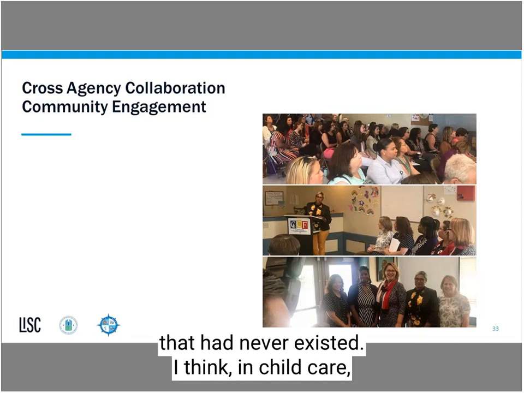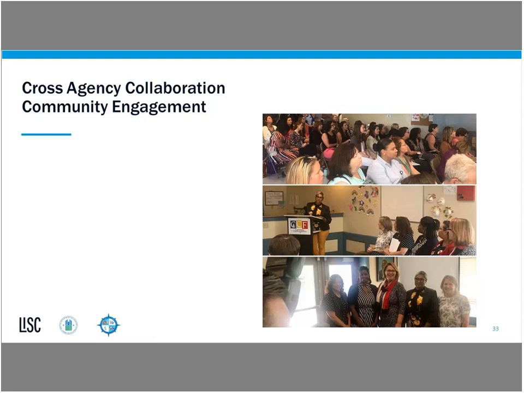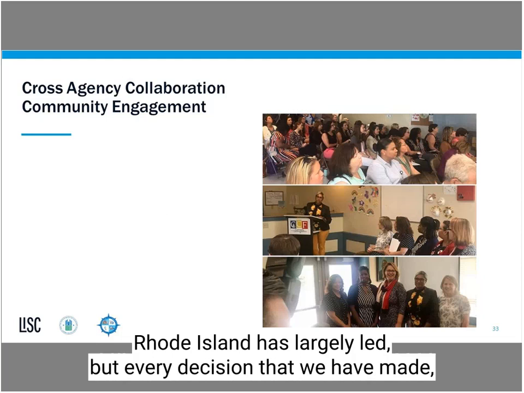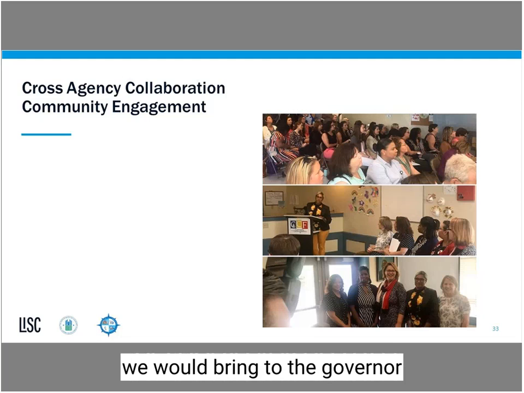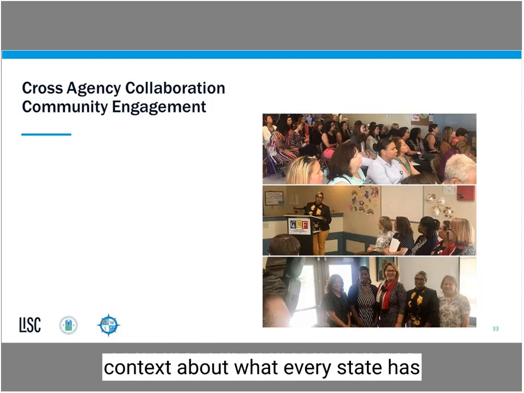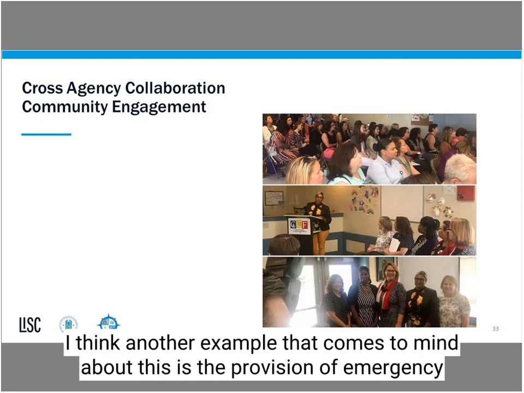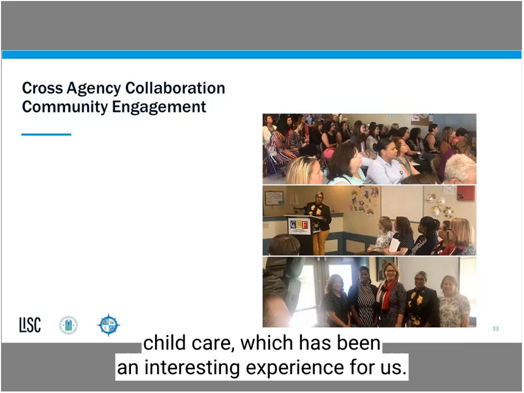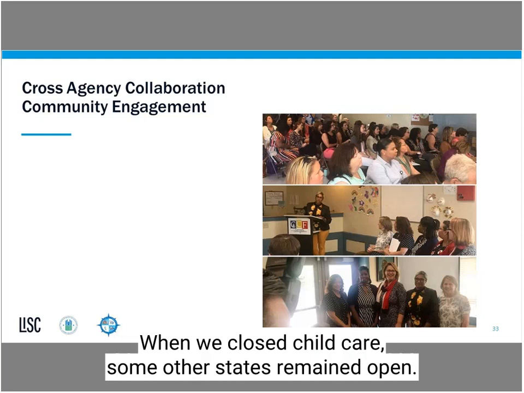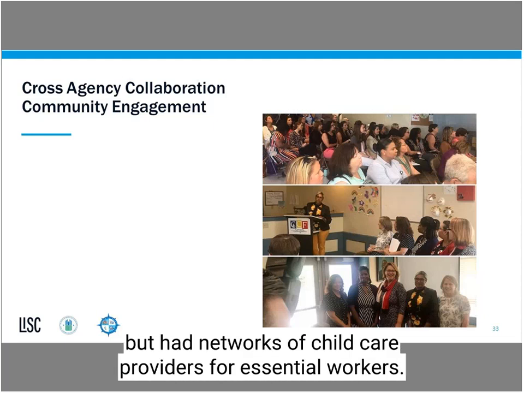I think in child care, Rhode Island has largely led, but every decision that we have made, we would bring to the governor context about what every state had done, states that had gone before us. Another example that comes to mind is the provision of emergency child care, which has been an interesting experience for us. When we closed child care, some other states remained open, some other states also closed, but had networks of child care providers for essential workers.